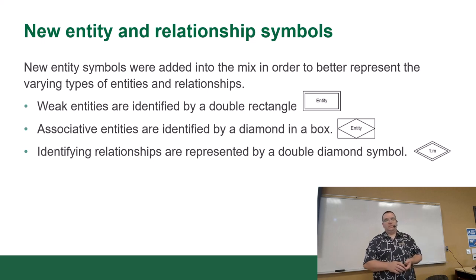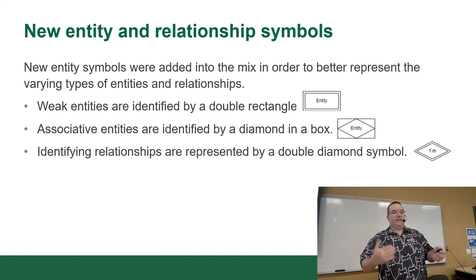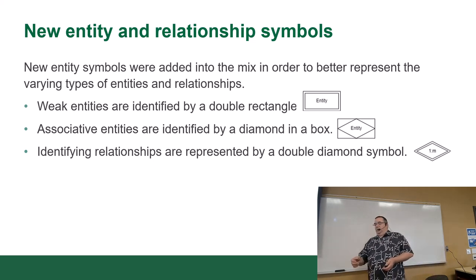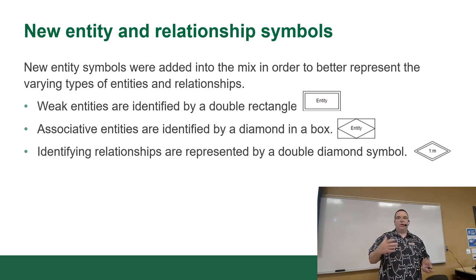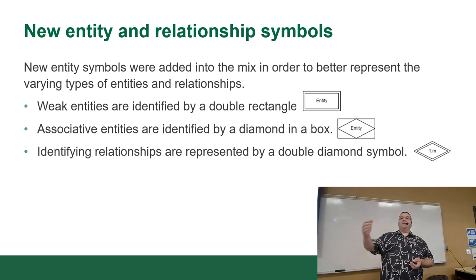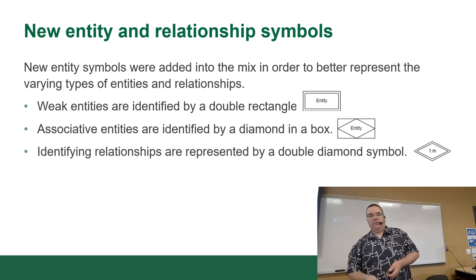So if you remember, a weak entity is an entity that requires pieces of another entity to exist. It cannot exist by itself. Like a loan payment cannot exist without a loan. Associative entities are identified by a diamond in a box. So an associative entity is used to connect two other entities. Some people call them intersection tables. The thing is that an associative entity will often have extra attributes past the association. I'll be doing some examples of that at some point.